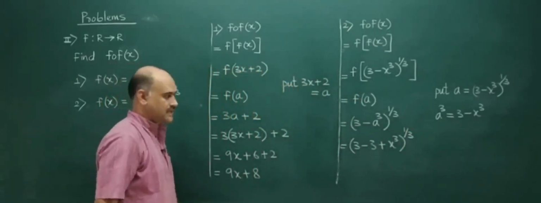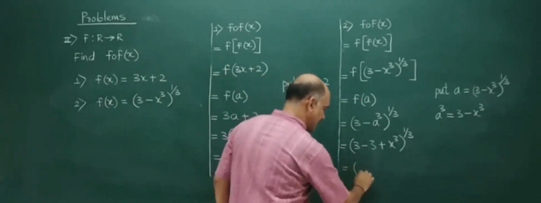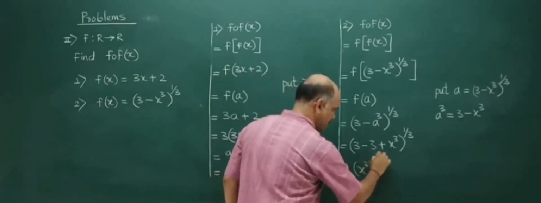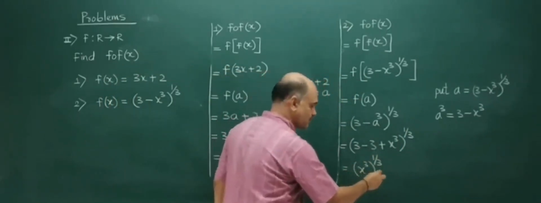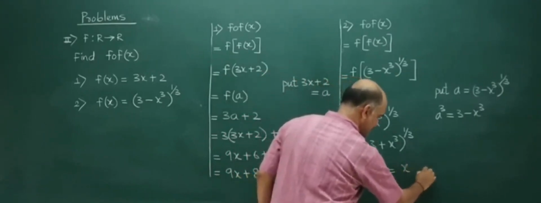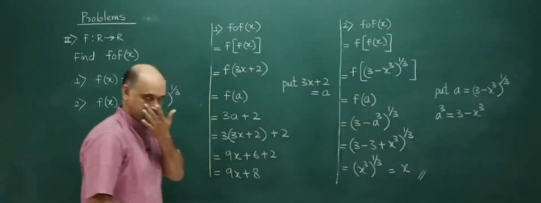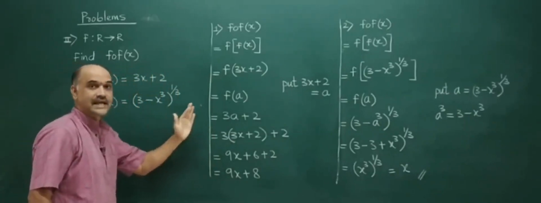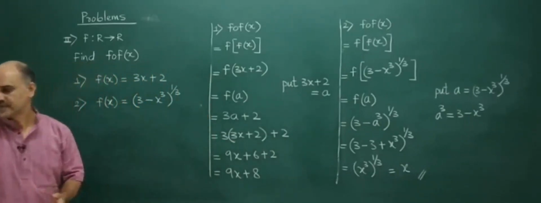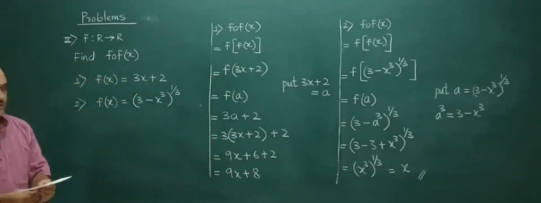Now plus 3 minus 3 gets cancelled. You will have x cube bracket raised to 1 by 3. Cube and cube root get cancelled. Answer will be x. This is the second type of problems. Then we will go for the third type.